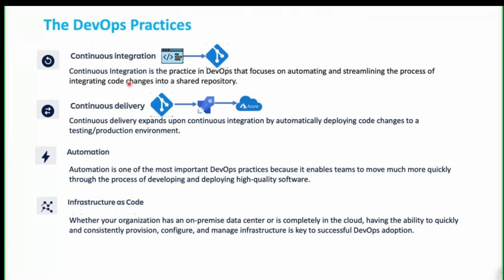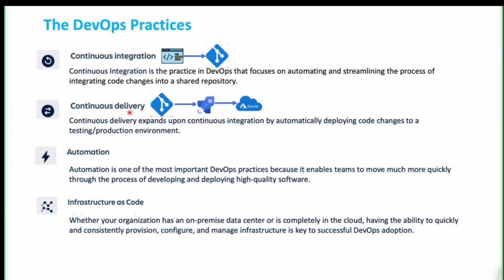The important DevOps practices: the first thing is continuous integration and continuous delivery or continuous deployment. What is continuous integration? Whenever a developer writes code on the laptop, it has to be pushed to a centralized or shared repository, and merged to the master branch. That is called continuous integration. Automatically, it has to be pushed to the repository.